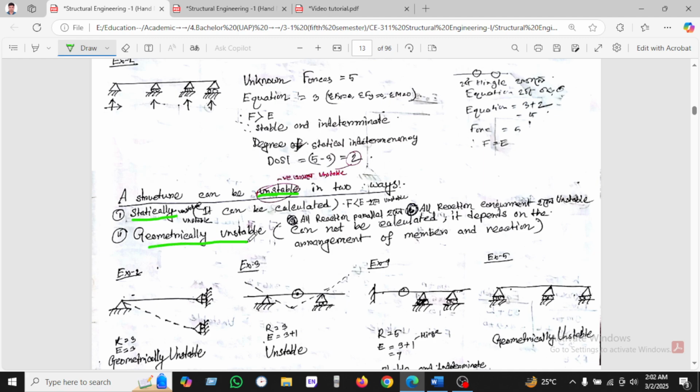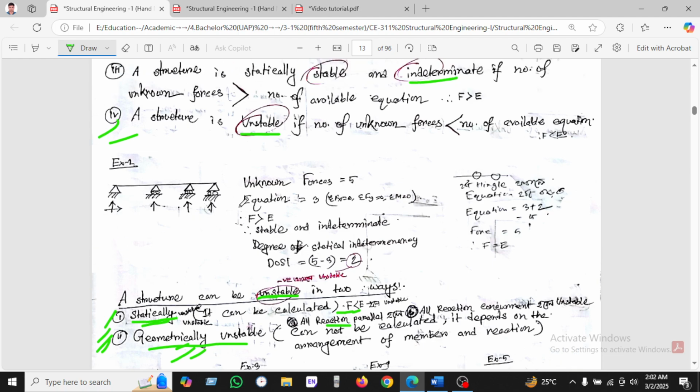So we will see how statically unstable is: if F is greater than E, then unstable, as we have seen. And geometrically, we get unstable if all reactions are acting parallel, or all reactions are concurrent. We will see this in depth here.